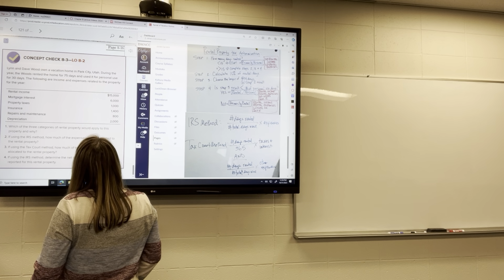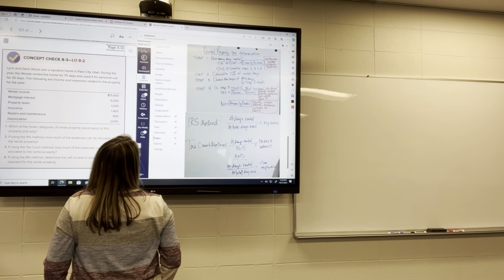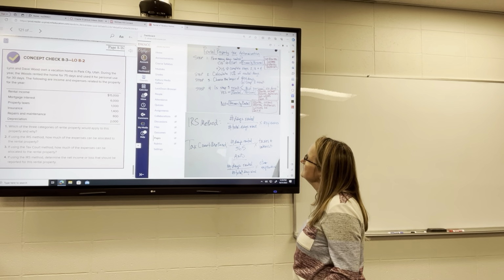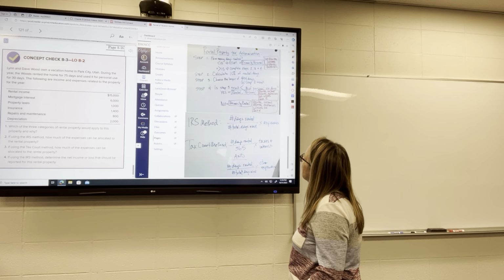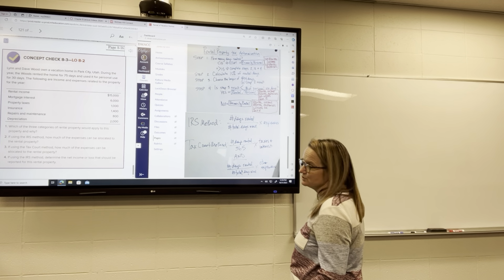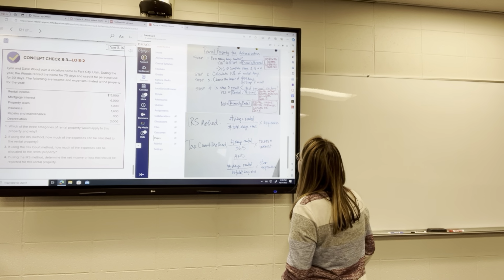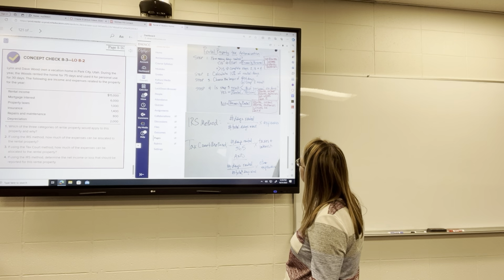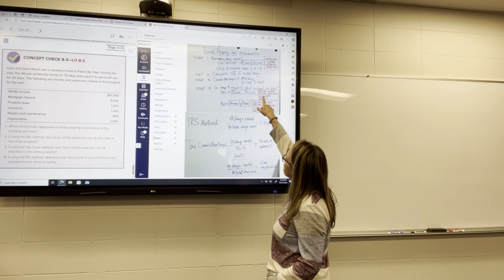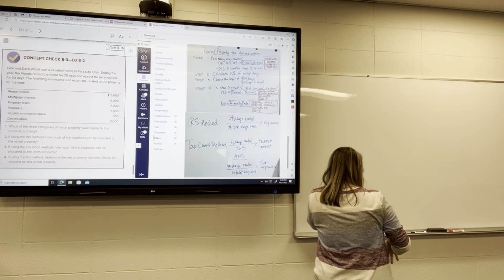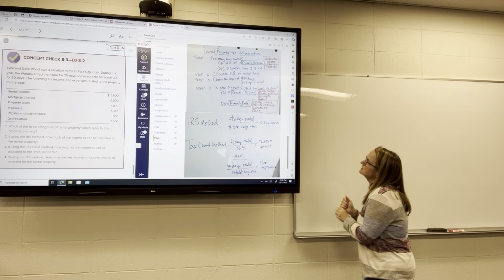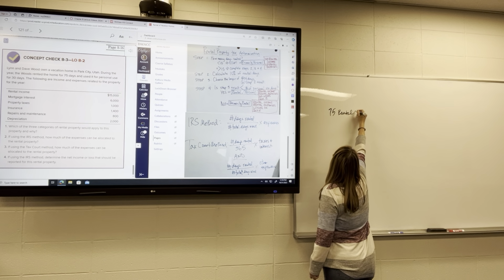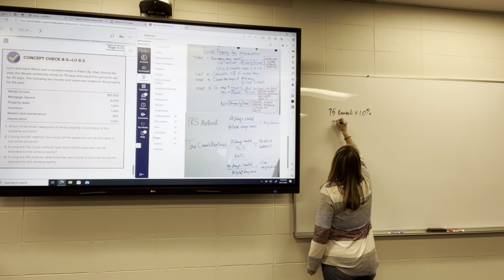Which of the three categories of rental property would apply to this property? All right, so it was rented more than 15 days, so it's not going to be personal, not primarily personal. Step 2: 10% of the rental days. So rental days, 75, times 10%, is 7.5.